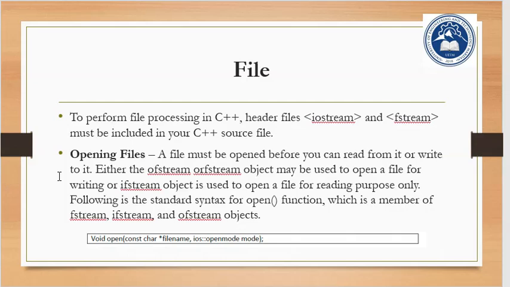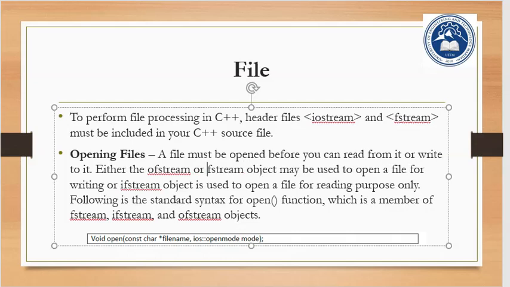So to perform file processing in C++, what code will you use? The header files iostream and fstream must be included in your C++ source file. Now, how to open files? A file must be opened before you can read from it or write to it. Either the ofstream or fstream object may be used to open a file for writing, while the ifstream object is used to open a file for reading purposes only. Following is the standard syntax for open.